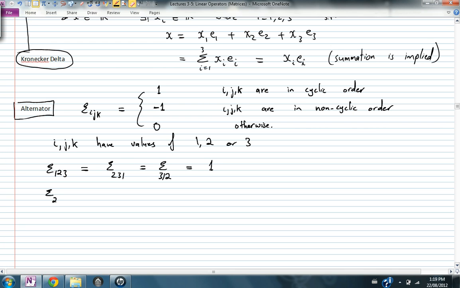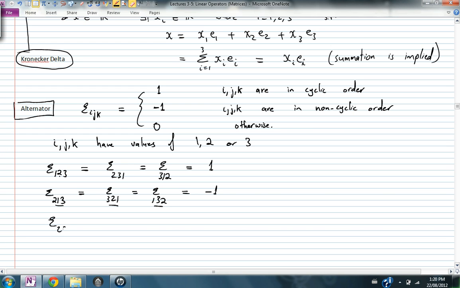And now epsilon 2, 1, 3 is equal to epsilon 3, 2, 1 is equal to epsilon 1, 3, 2 is equal to -1. These are non-cyclic order. So here it's 1, 2, 3, that's a cyclic order. Then 2, 3, and then start again, that's a cyclic order. 3, and then start again, 1, 2, that's a cyclic order. So that's why it gets a value of 1. Here, the order is the opposite, and so it gets a value of -1.